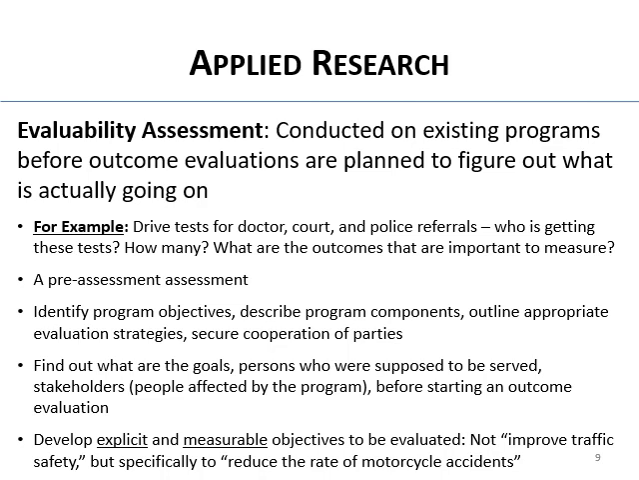So the end goal is to get explicit and measurable objectives that you can evaluate. So you wouldn't look at whether this thing improves traffic safety, but specifically whether it reduces the rate of motorcycle accidents. You have to operationally define things and come up with a way you will evaluate it so parties can agree on those definitions before you start a summative or outcome evaluation.